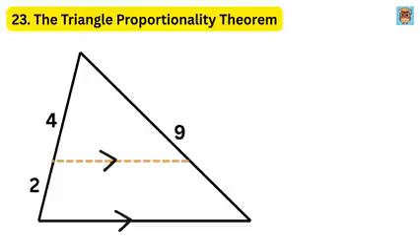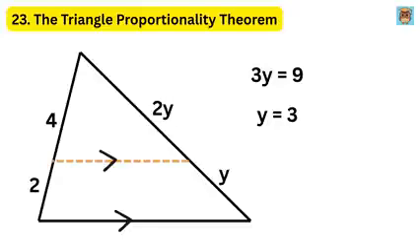Since the line is parallel to the third side, it must cut the 9 centimeter side in the same ratio. This means the parallel line divides the 9 centimeter side into 3 centimeters and 6 centimeters, because 3 to 6 is also 1 to 2.